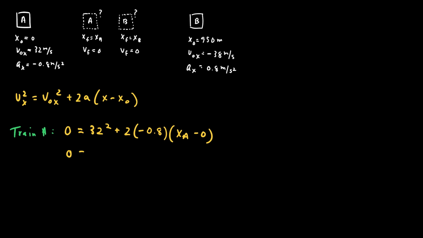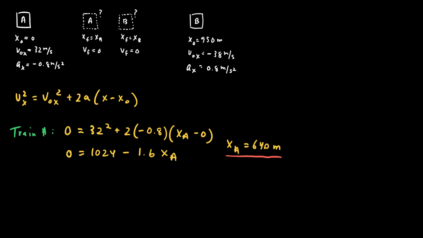32 squared is 1024, and this second term, if I recognize the minus sign with the 0.8, will be 1.6 times x_A, the final position of train A. And if I solve that for x_A by adding 1.6 x_A to both sides and then doing 1024 divided by 1.6, I'll find that the final position, x_A, is equal to 640 meters.